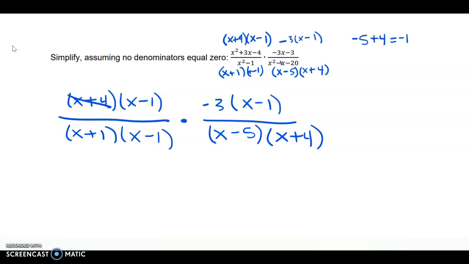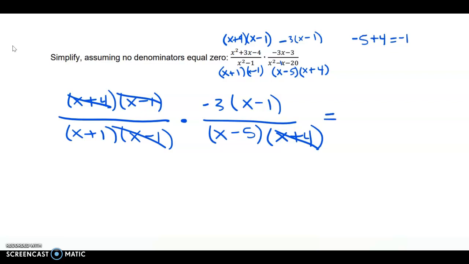I can see I've got an x plus 4 here and here. This is my favorite part. It's so fun. So x minus 1, there's actually two choices, but we can only cancel it once. So x minus 1 will cancel there. x plus 1 and x minus 5 cannot cancel because these are completely different numbers. And so it looks like that's going to be it.